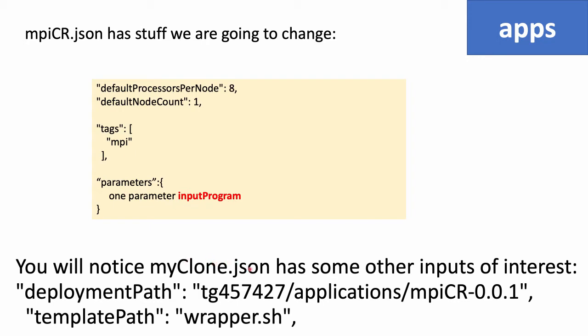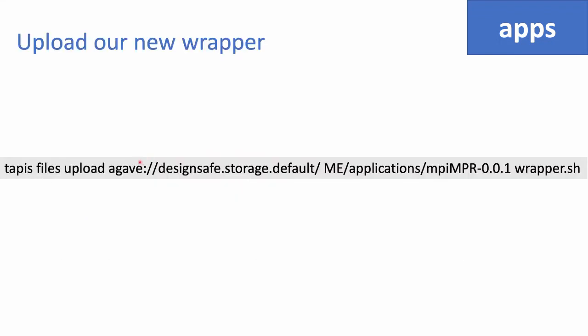In the file, there's other things like the deployment path. You'll see that's your home directory, applications, MC, the application name. Well, we're going to use this when we update. This is the place where we're going to update our files to. First of all, we are going to upload the new wrapper.sh. The wrapper.sh is in the code agave folder. I have a wrapper.sh for this class, for this example, so we're going to use that.